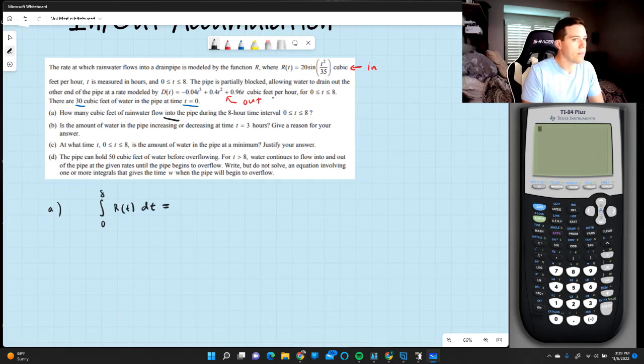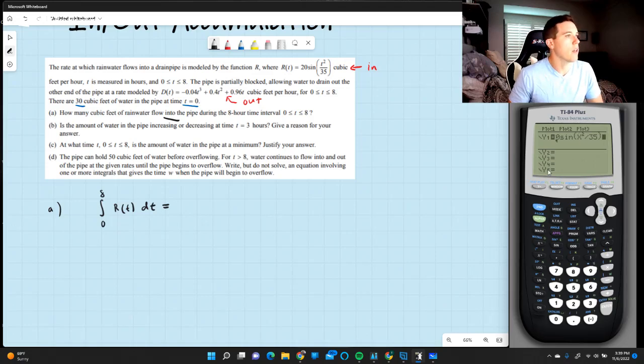So you go to your calculator, y equals, remember we plug the function in here, so it is 20 sine of x squared divided by 35. Make sure everything's plugged in correctly. We might as well plug the out function in too because we're going to need it later. So the out function is negative 0.04 x cubed.